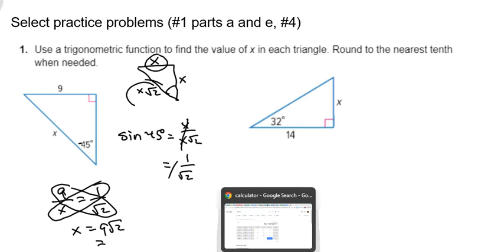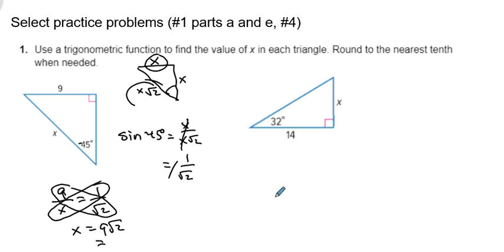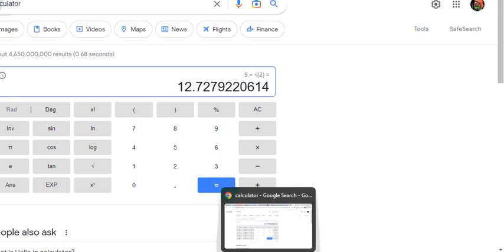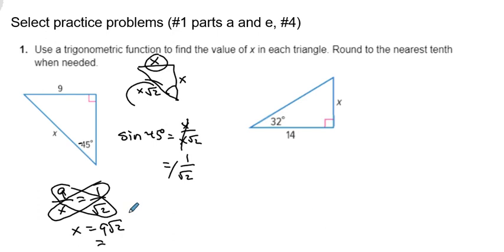Then we're going to pull up the calculator, a handy dandy calculator. I won't botch this up like I did last time. 9 times the square root of 2 is equal to 12.7. Okay, so let's get back on here. So this is equal to about 12.7. Keep in mind this is not an exact answer. These are approximations, but they're pretty close approximations.